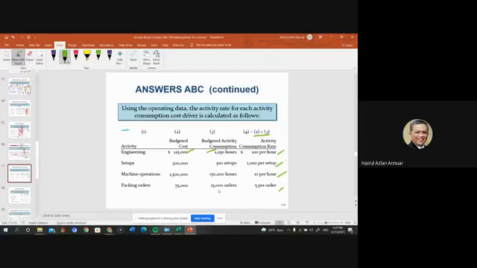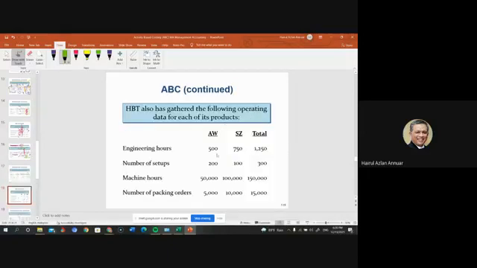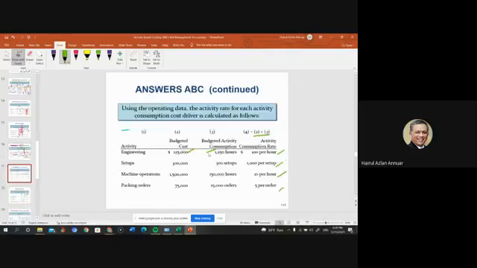Now we look into Secure Zone or SZ. This was the information about Secure Zone. Engineering hours 750. Number of setups 100. Machine hours 100,000. Number of packing orders 10,000. So you multiply each rate with each activity, just like what you did with Anywhere. So you can see here, engineering hours, what was the number for SZ? 750. Okay, what was the rate? 100.